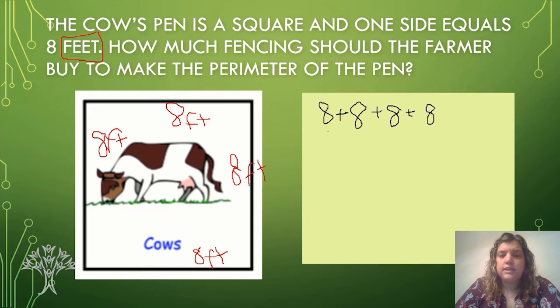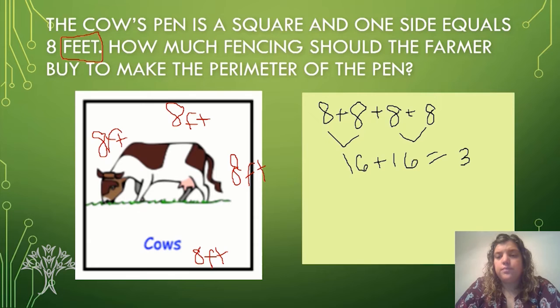Some of you will recognize this doubles fact with saying 8 plus 8 is 16. So I know 16 plus 16 now equals 32. I'm hoping that some of you also recognized that I have 4 groups of 8. And when I have 4 equal groups of the same number, I can take those numbers and multiply them. So I could do 8 times 4 equals 32.